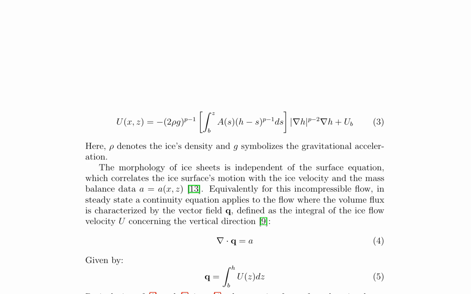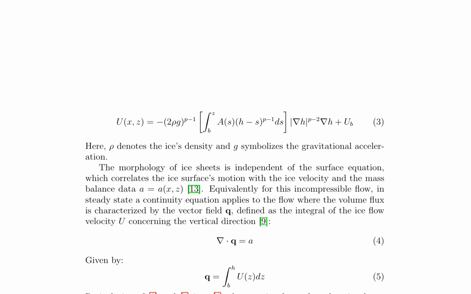This equation correlates the ice surface's motion with the ice velocity and mass balance data, where the volume flux is characterized by a vector field q. This vector field is defined as the integral of the ice flow velocity with respect to the vertical direction.